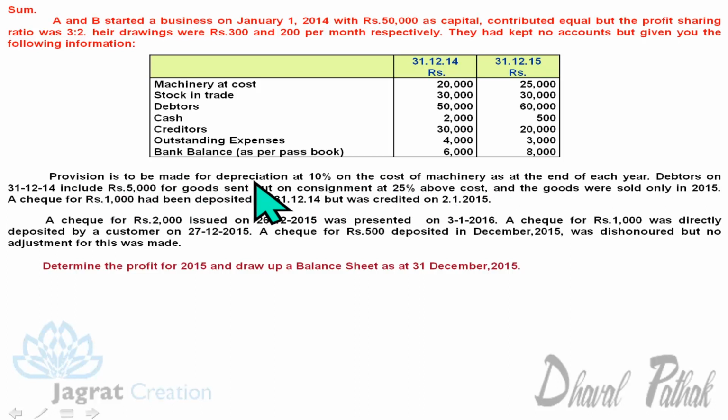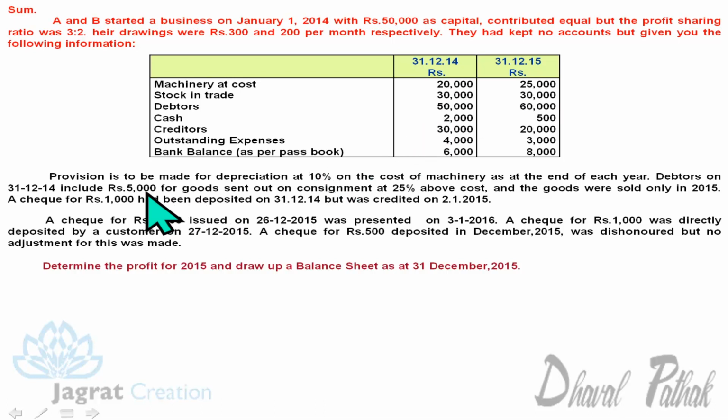So no provision for depreciation has been made for 2014 and no provision for depreciation has been made for 2015. 10% on cost of machinery depreciation is to be provided. It implies that I am required to follow the straight line method. In the first year, I was having machinery at cost 20,000. 10% depreciation will be 2,000. And as on 31st of December 2015, my machinery is 25,000, on which 10% of the cost will be the depreciation, so 2,500. But understand one thing, that in the year 2015, there is a purchase of machinery of 5,000.